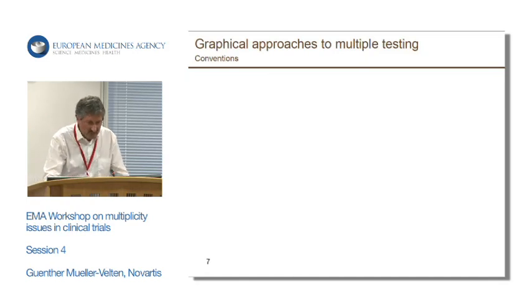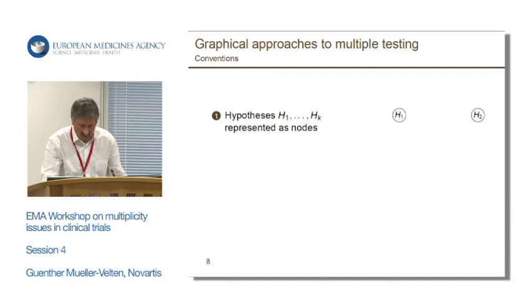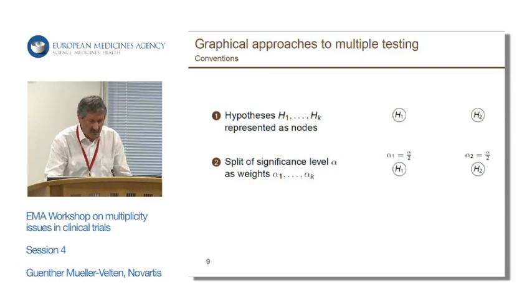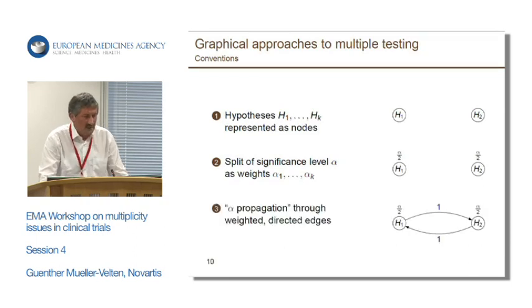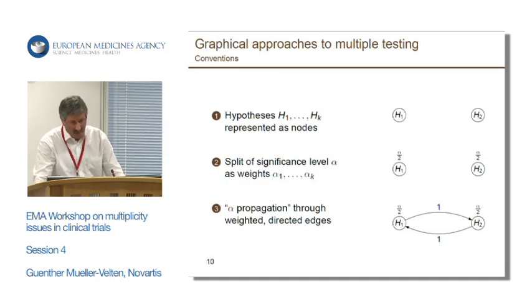So let me briefly introduce a few simple conventions for the graphical procedures. Hypotheses are represented as nodes. Here two examples, H1, H2. We split the significance level alpha, and this is denoted by the values above the nodes or below the nodes, however you want to do it. And alpha propagation is indicated through weighted directed edges, and the weights determine the fraction of the local alpha level that is passed on to the other hypothesis. The weights are between 0 and 1, and the sum of the weights of outgoing edges from a node must not exceed 1. So these are very simple rules.